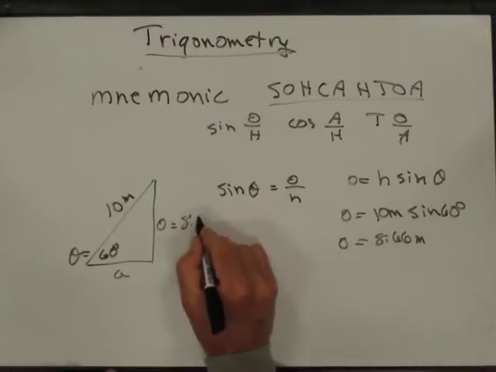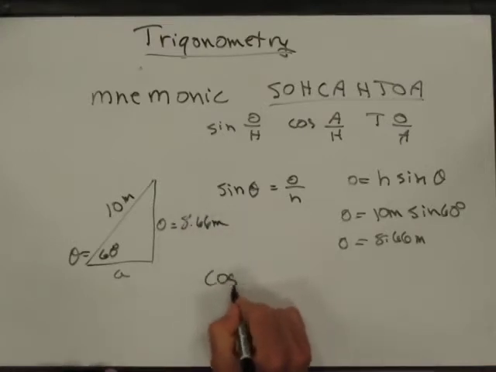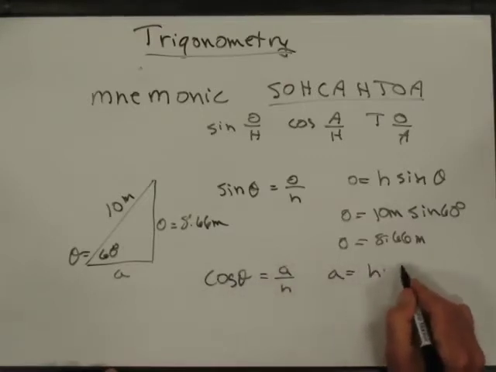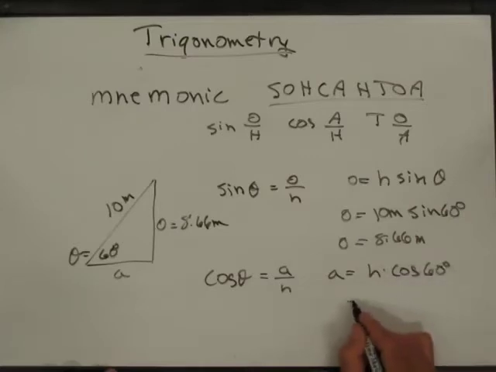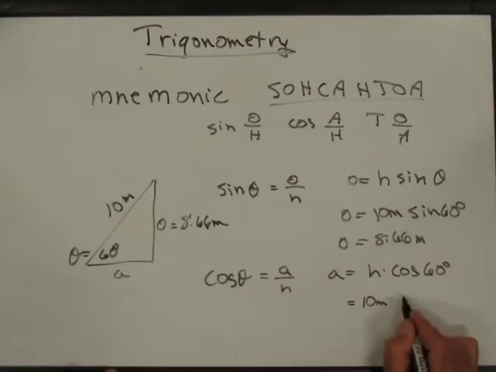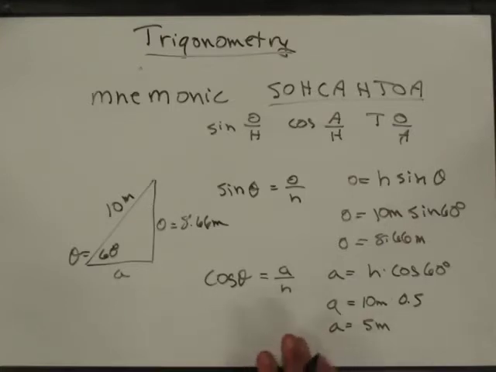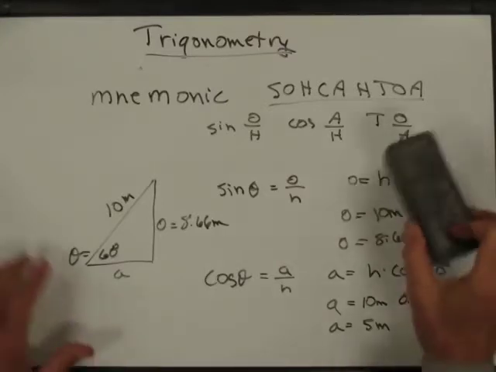is 8.66 meters. Similarly, cosine theta is adjacent over hypotenuse, and so the adjacent side is the hypotenuse times the cosine of 60 degrees. That's 10 meters times 0.5, so the adjacent side is 5 meters. That's a little bit on using sines and cosines. We do that a lot when we're working with vectors. Some basic trig there.